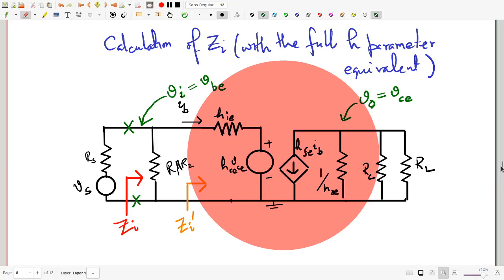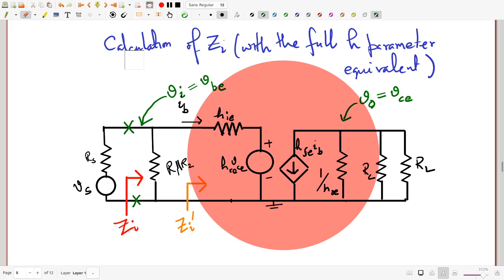We will next illustrate the calculation of the input impedance, but this time with the full H parameter equivalent. The only reason I am doing this is to emphasize that this song and dance that I made at the beginning about the effective amplifier circuit versus the equivalent circuit is actually something that you do see when you do a full, more precise calculation.